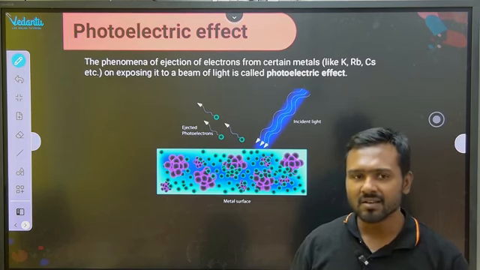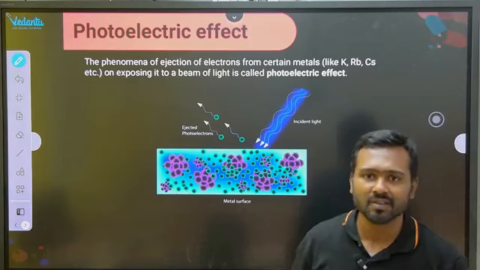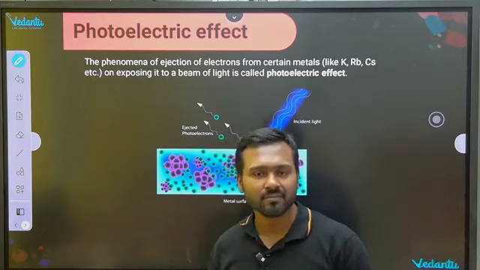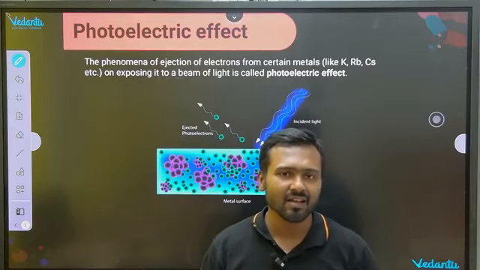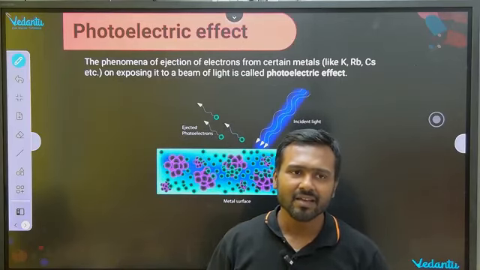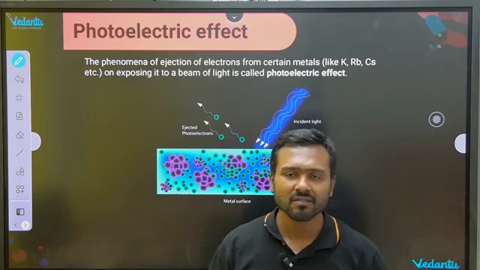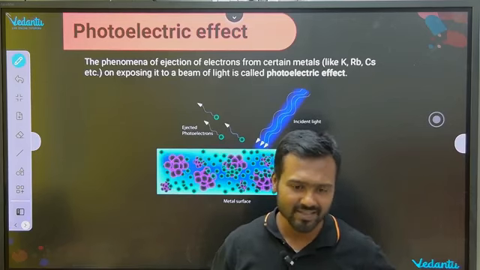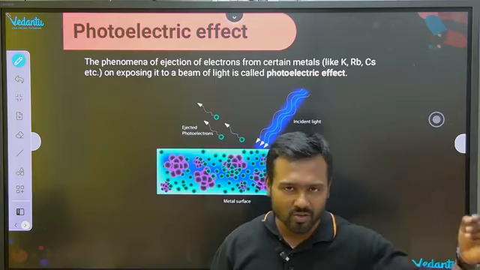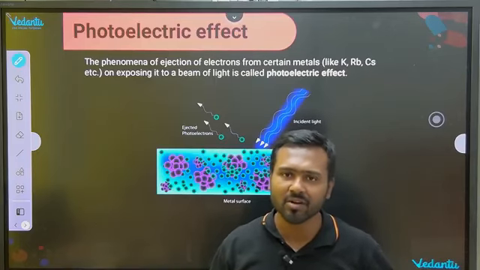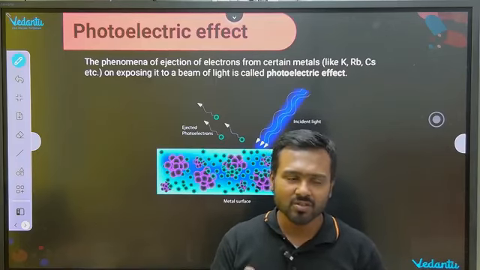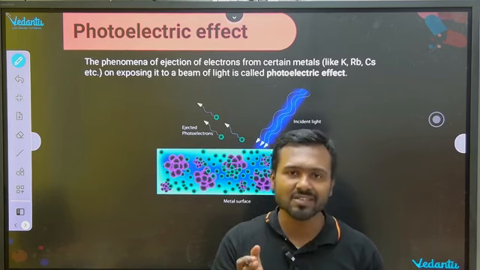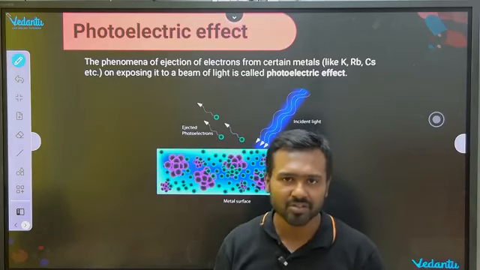Let's take the first group metals: lithium, sodium, potassium, rubidium, cesium. Since cesium is the largest one, it will show the photoelectric effect to a greater extent when compared to the other alkali metals, because cesium is bigger, so it requires only a small amount of energy. The electron is loosely bound here because the distance is more, so the effective nuclear force of attraction is less, so the electrons can easily come out.